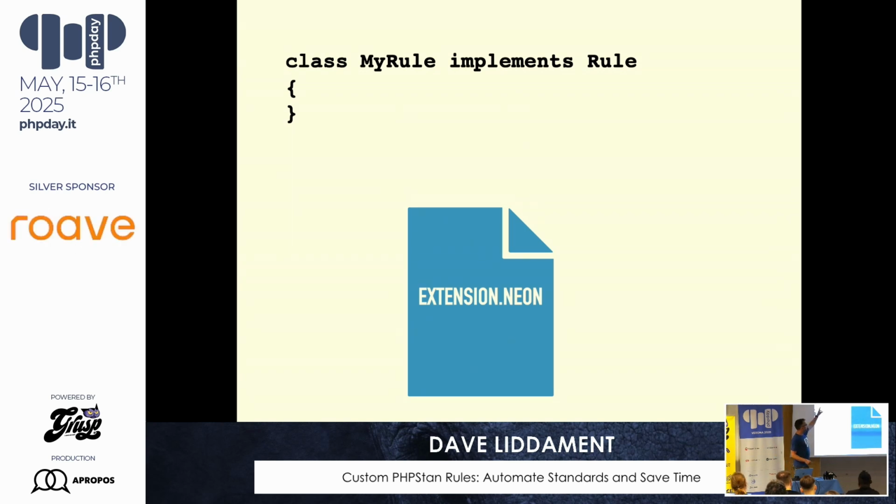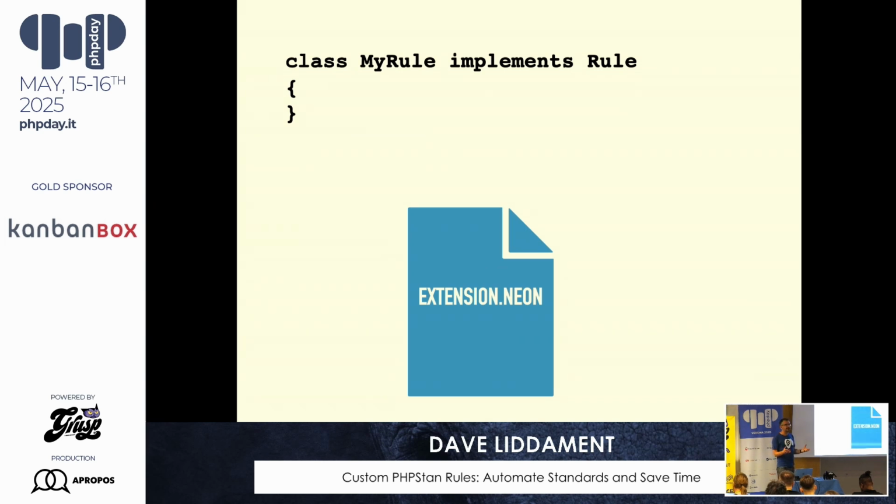And you have to reference the rules in the extension.neon file, because otherwise projects that make use of this package don't know where all the rules are. And I once released a version of this where I'd forgotten to add the new rule into the extension.neon file. So I thought, how can I get around this?